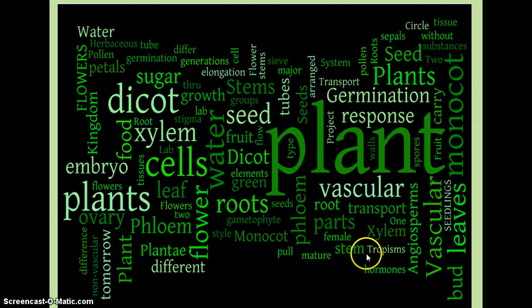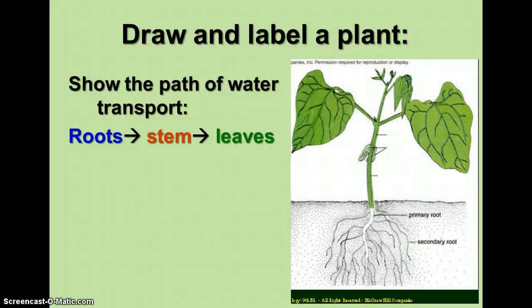This is the first set of notes on the plant unit. The first topic that we're going to cover today is about plant tissues and about structures and transport in plants. So if you'll start off in your notes and draw and label a plant, just a simple plant will do.